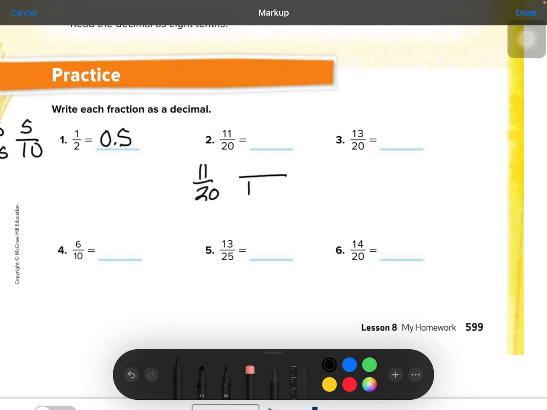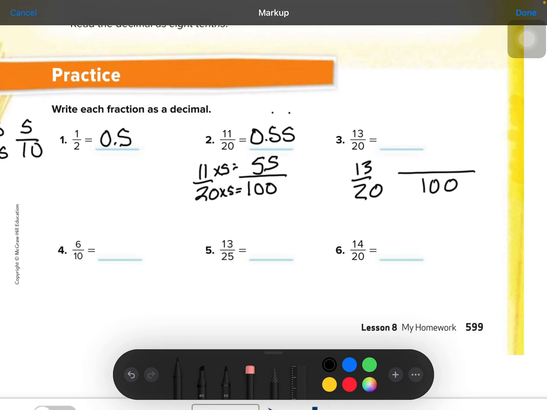Okay, 11/20 gets a little trickier because we need to convert that to an equivalent fraction of 100. How many 20s are in 100? There are 5. Whatever we do to the bottom, we have to do to the top. 11 times 5 is 55. So 55 is going to be in the hundredths position. So we have a 0 in the ones, the whole number, and 55. This is tenths and hundredths, 55 hundredths.